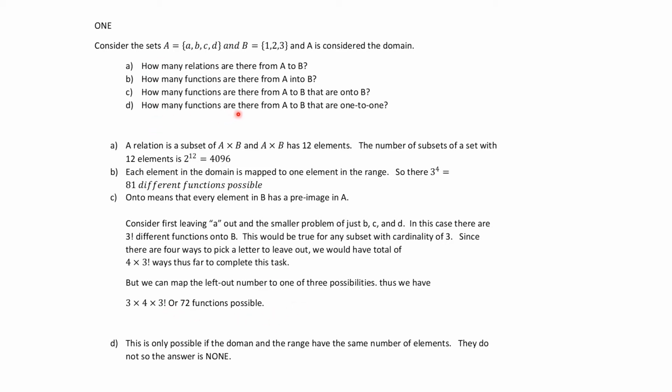D, how many functions are there from A to B that are 1 to 1? Well, this set has 4 elements in it. This set has 3 elements in it. So the only way you can have a 1-to-1 function is if the domain and range have the same number of elements. They do not, so the answer is none.